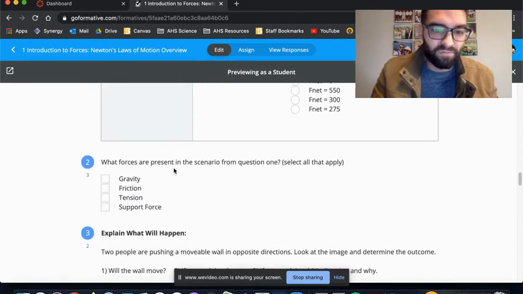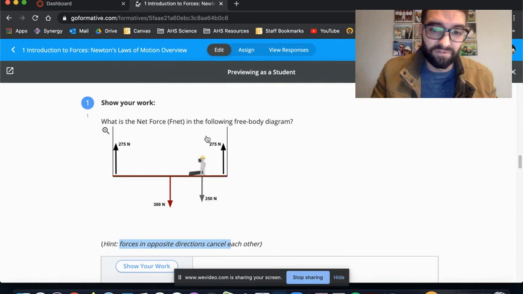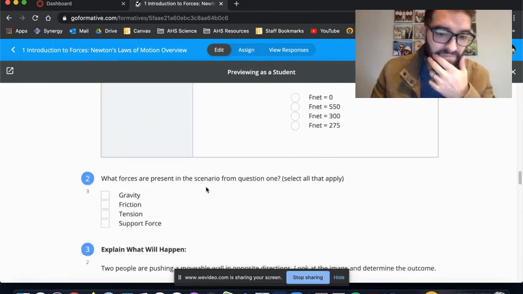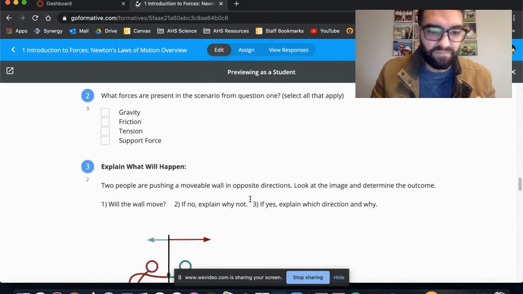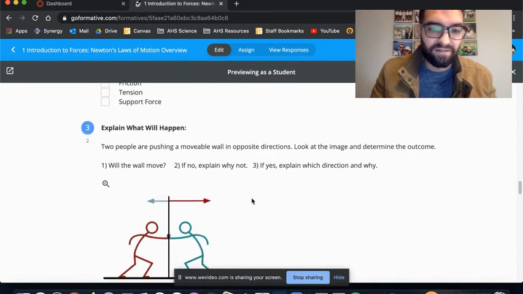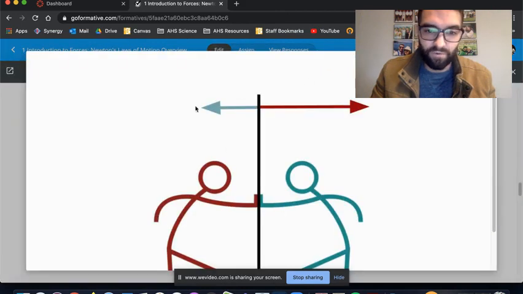Then, what forces are present in the scenario from question one? I kind of gave us a hint on a couple of them. You have a downward force as a result of a type of force, and you have an upward force, which is the opposite. You can determine what those would be. Then, explain what will happen. You have two individuals pushing against a movable wall. You want to use the force arrows to help you answer that question.